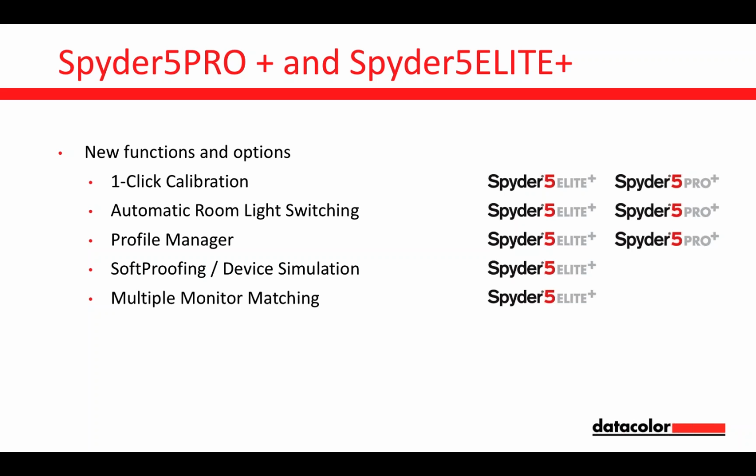What is the Plus upgrade? Is this another software, or is it another Spyder? No, it's the Spyder that you own already, and it is the software which is available on our download page. If you update it to the very latest software version of Spyder5 Elite or Pro, then you have the Plus upgrade features already on your system. You just need to activate them with a serial number for the Plus upgrade.